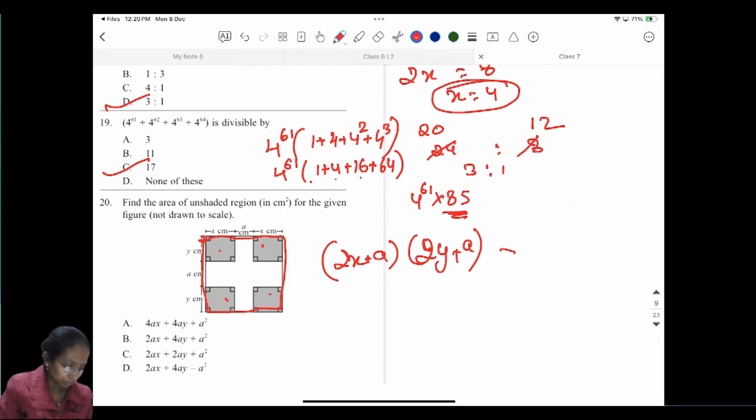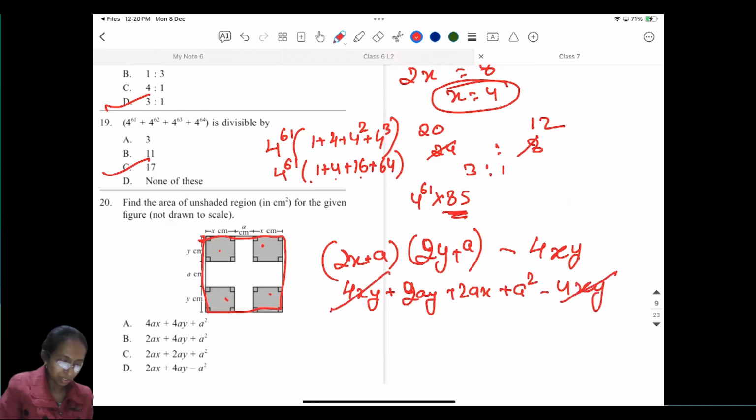So that will be x into y. For each of the rectangles, the length is x and the breadth is y. So 4 times x into y, because 4 such rectangles are there. Now this is equal to 4xy plus 2ay plus 2ax plus a square minus 4xy. 4xy gets cancelled out, so we have the area to be 2ax plus 2ay plus a square. That means C is my answer.